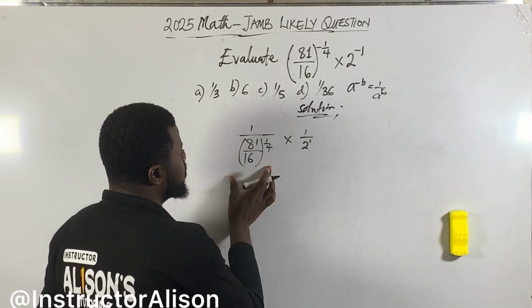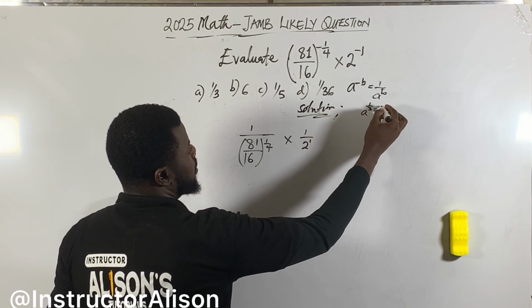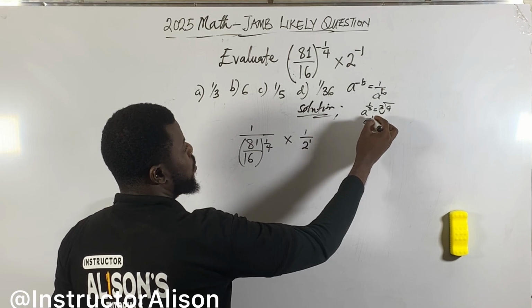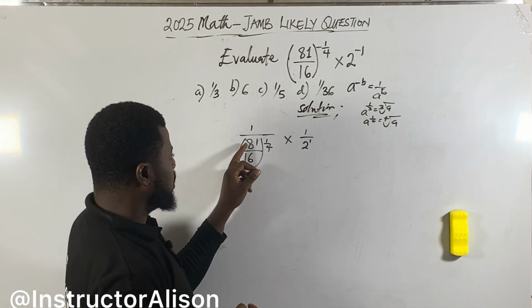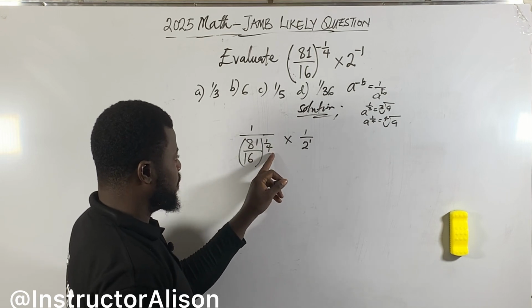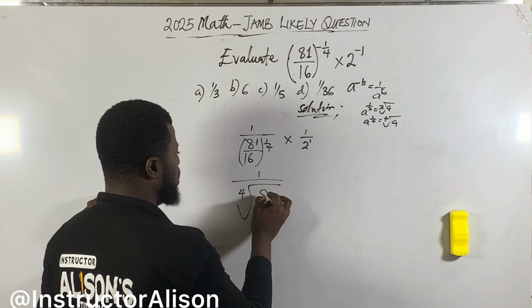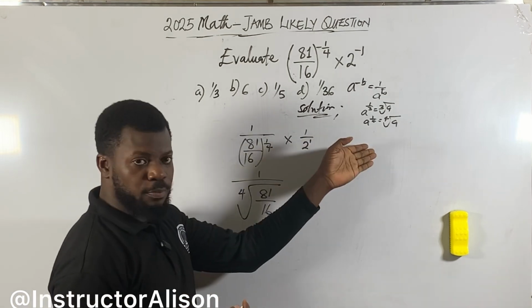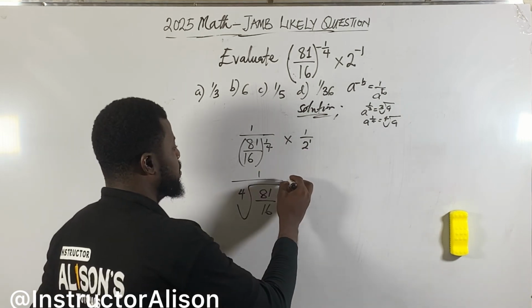Another thing I want you to note is, if I get a raised to the power of 1 over 3, it is the same thing as the cube root of a. If I get a raised to the power of 1 over 4, it is the 4th root of a. So if I get 81 over 16 raised to the power of 1 over 4, it will be the same thing as the 4th root of 81 over 16. So I will show you the principle I want to apply and use them so that you understand, so you don't lose any step.